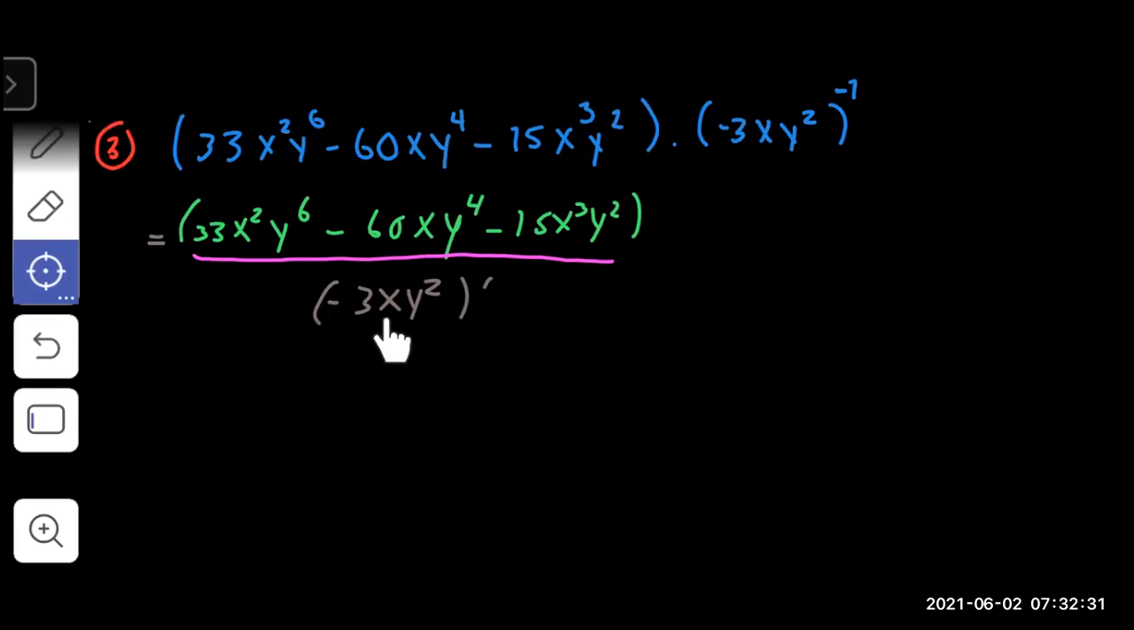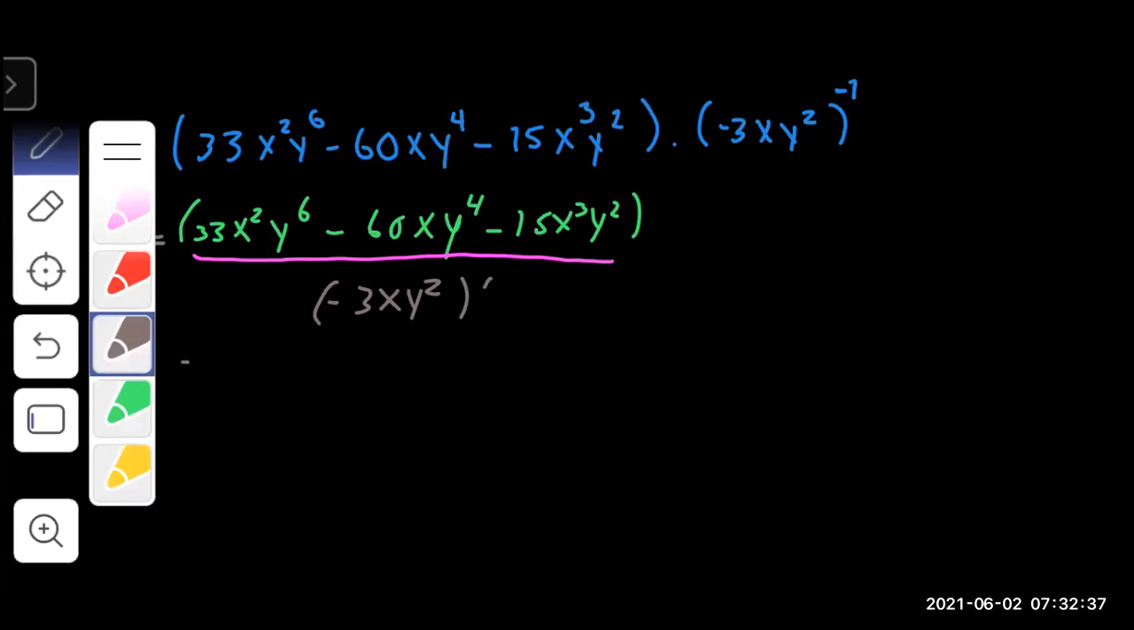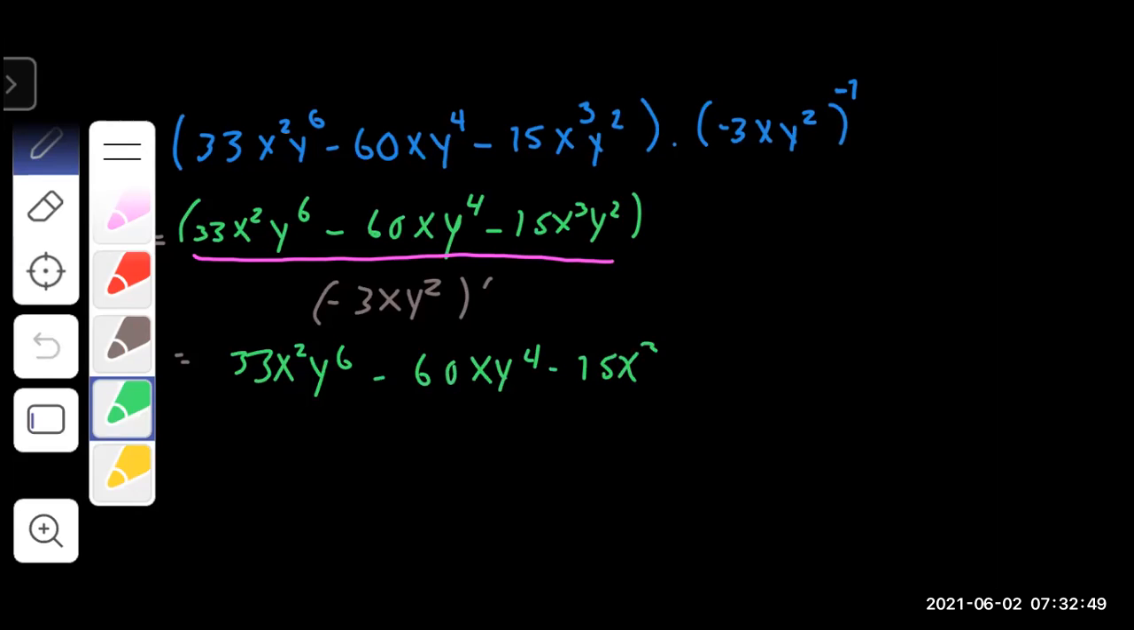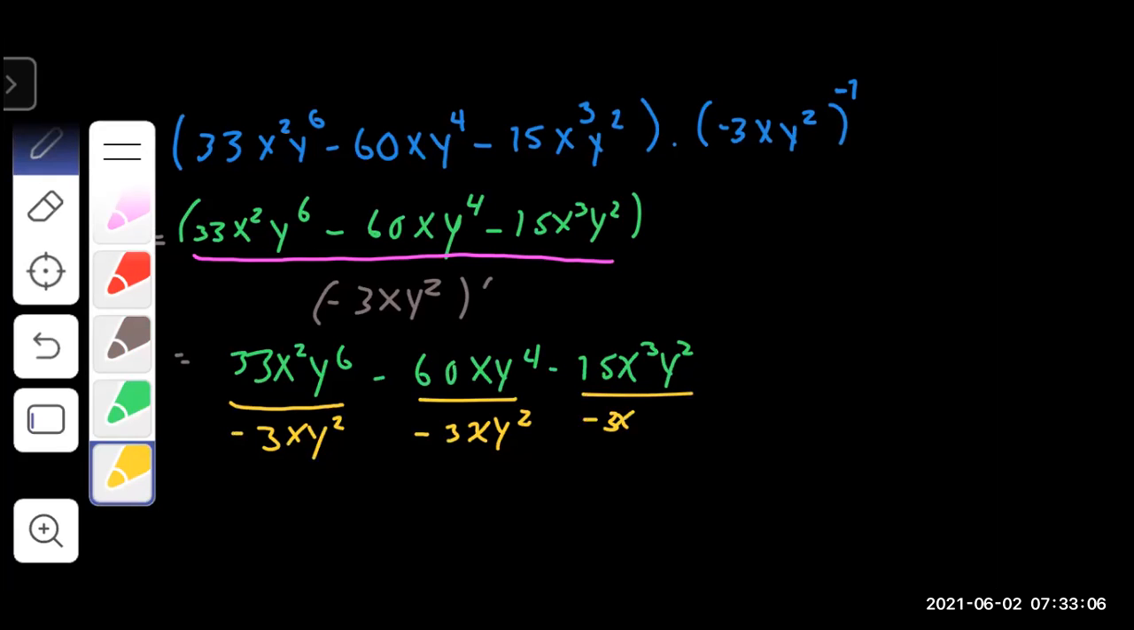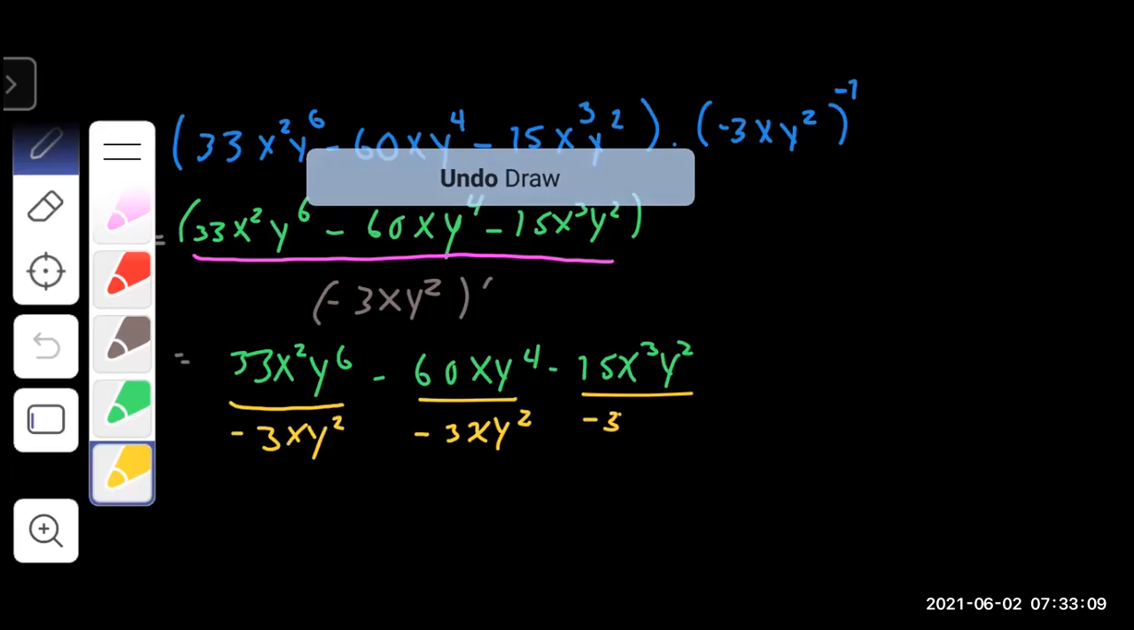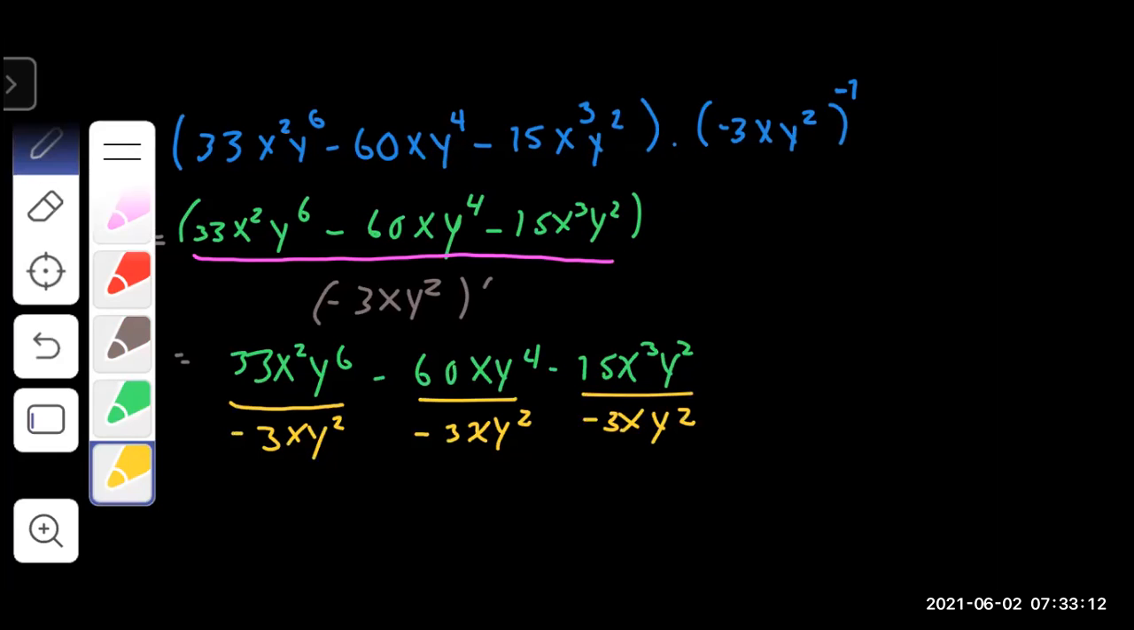Now this is divided by this, and I need to separate it. I'm going to copy again: 33x squared y to the sixth power minus 60xy to the fourth power minus 15x cubed y squared. And then I'm going to separate the denominator: negative 3xy squared, I don't need the parentheses anymore, over negative 3xy squared, over negative 3xy squared.